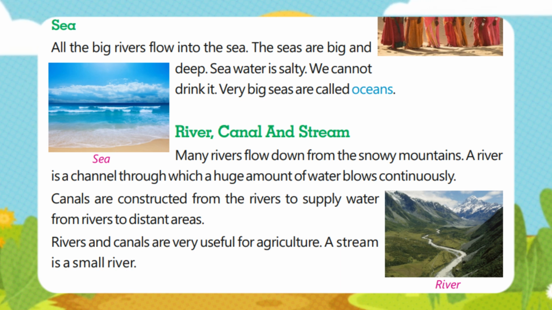River, canal and stream. Many rivers flow down from the snowy mountains. A river is a channel through which a huge amount of water flows continuously. Canals are constructed from the rivers to supply water from rivers to distant areas. Rivers and canals are very useful for agriculture. A stream is a small river.